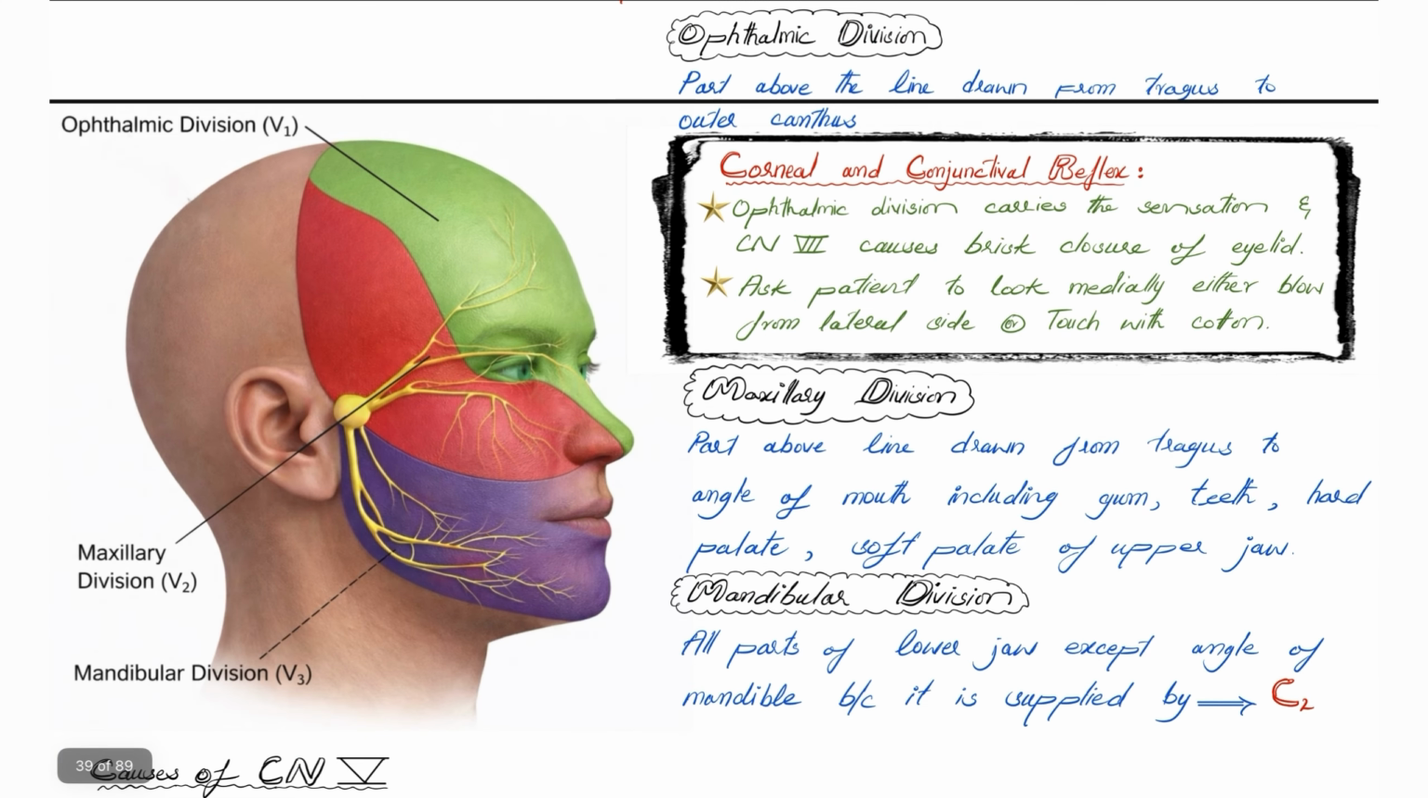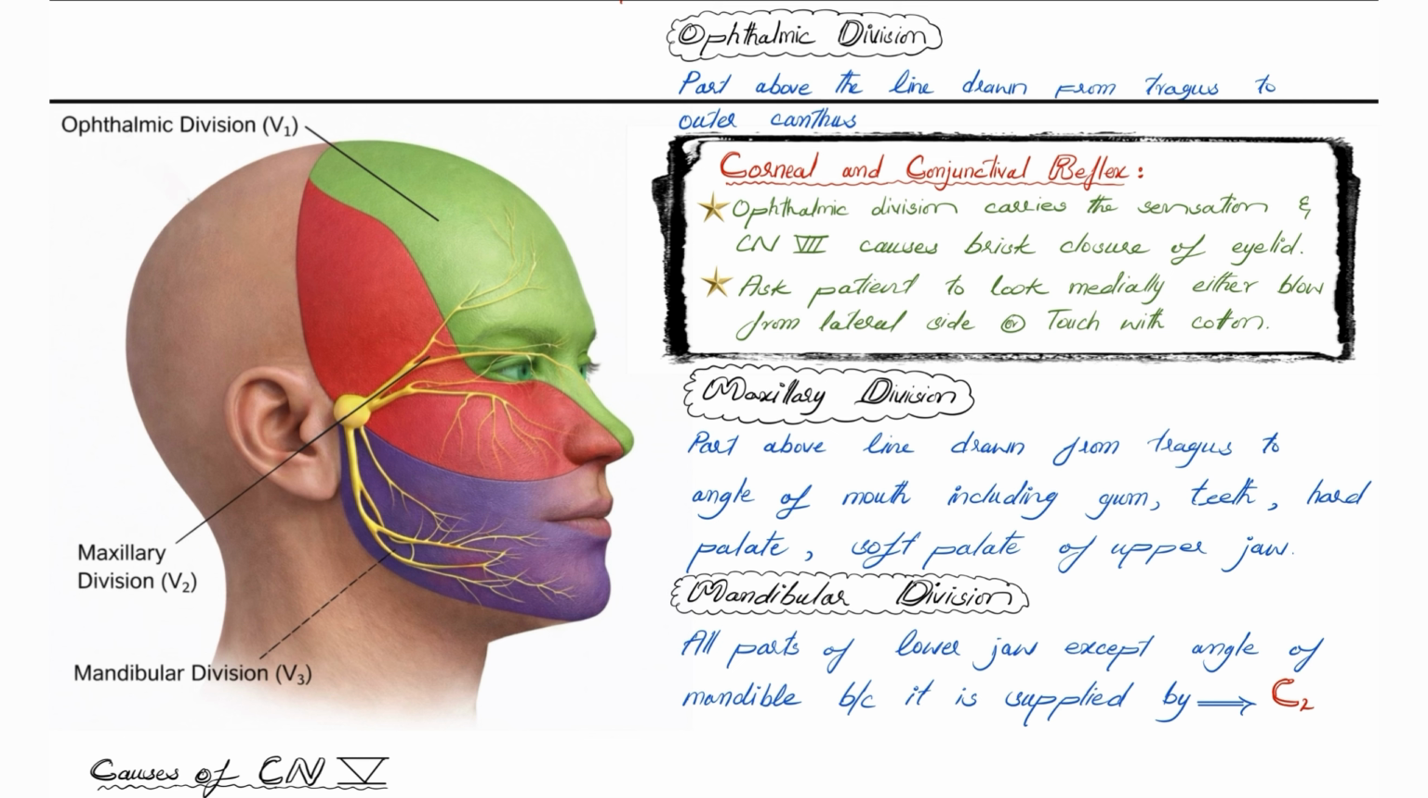There are three sensory divisions of the trigeminal nerve. The first one is the ophthalmic division, the part above the line which is drawn from the tragus of the ear to the outer canthus of the eye. Here you have to check the corneal and conjunctival reflex.